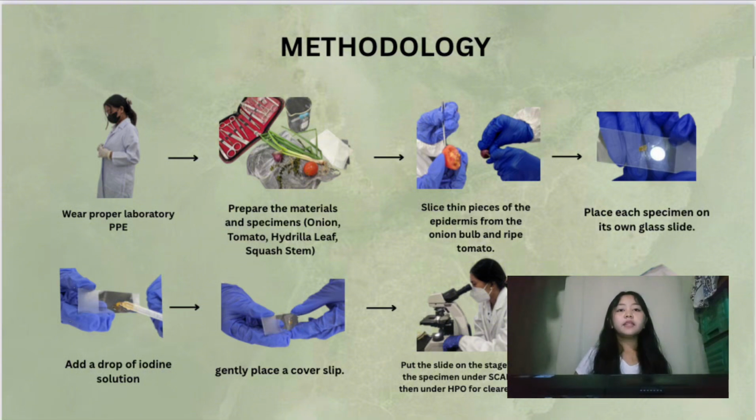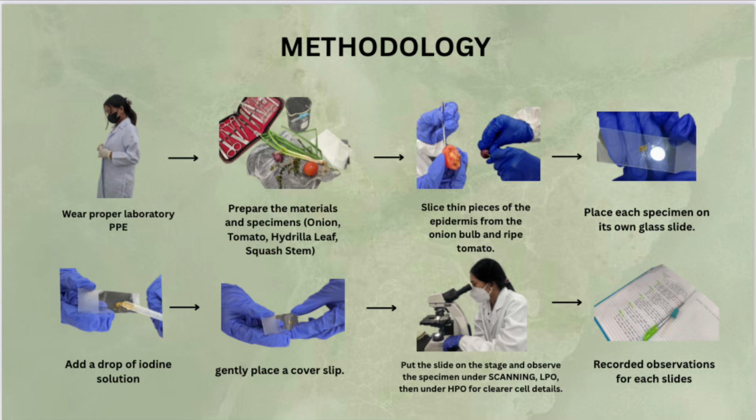Good day, I am May Divine M. Celestial. Today, I will be explaining the methodology used for our microscopy activity. First, the procedure begins with wearing proper laboratory PPE such as a laboratory gown, gloves, and a face mask to ensure safety while handling the materials and specimens. Next, the materials and samples are prepared, including onion, tomato, hydrilla leaf, and squash stem. Each specimen must be clean and ready for slicing.